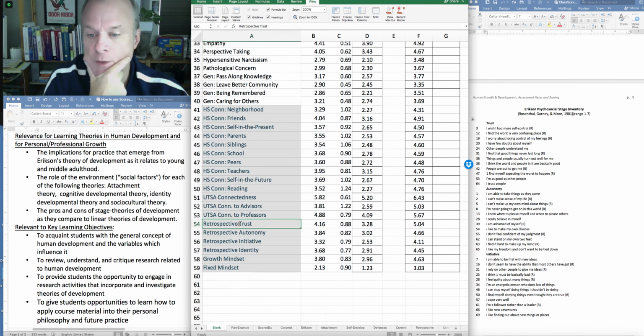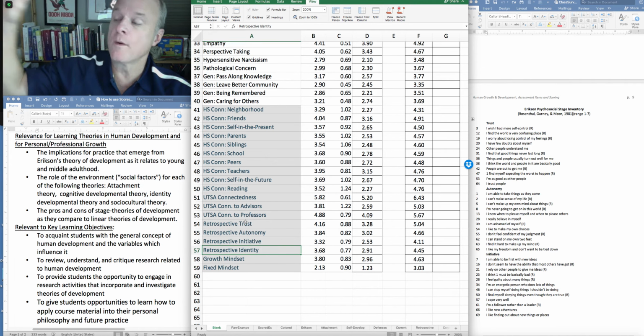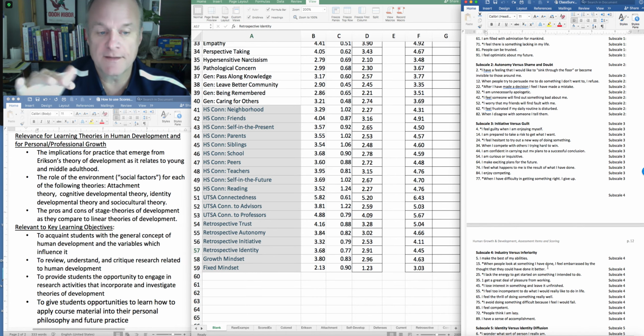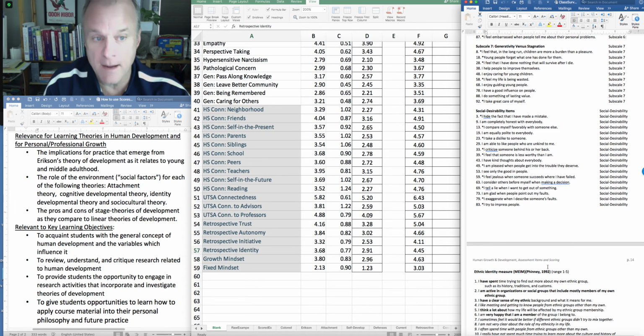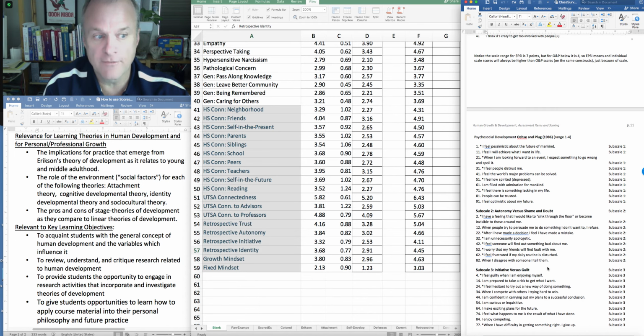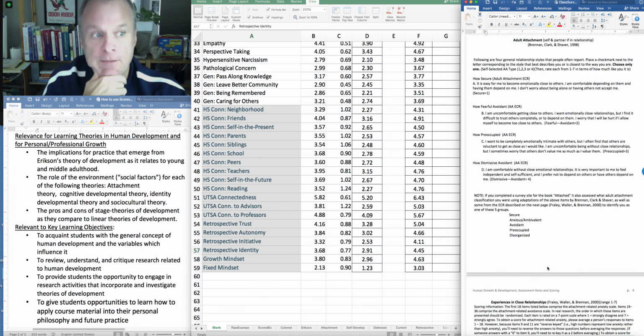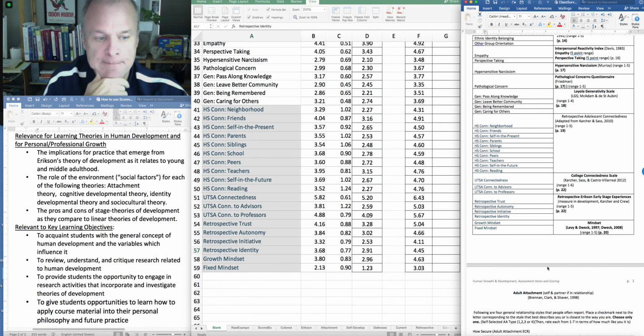I tried to come up with, in prior classes, measures of trust, autonomy, initiative, and identity that include items about what you remember or think happened as a kid. You have to look at these and you'll find them. So let me go back to the items list. On the second page, I tell you that these retrospective Erikson stages are on page 22, and it's for these scales.